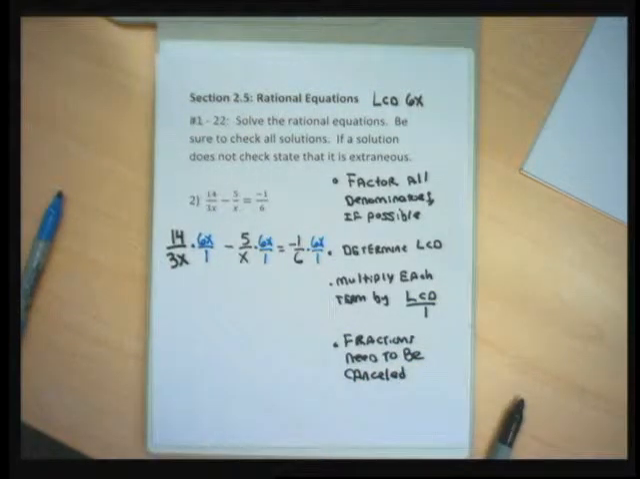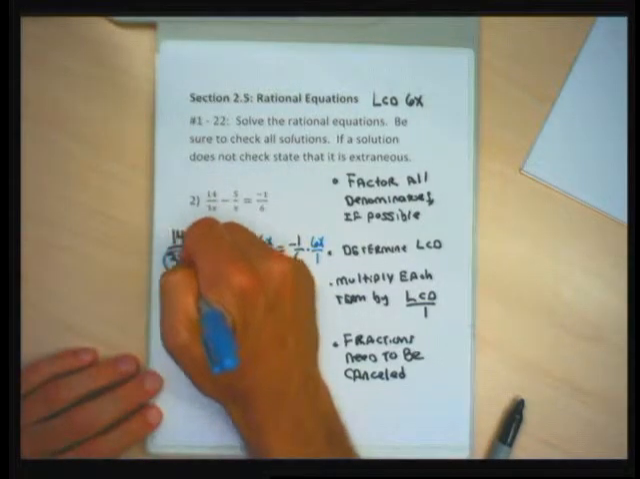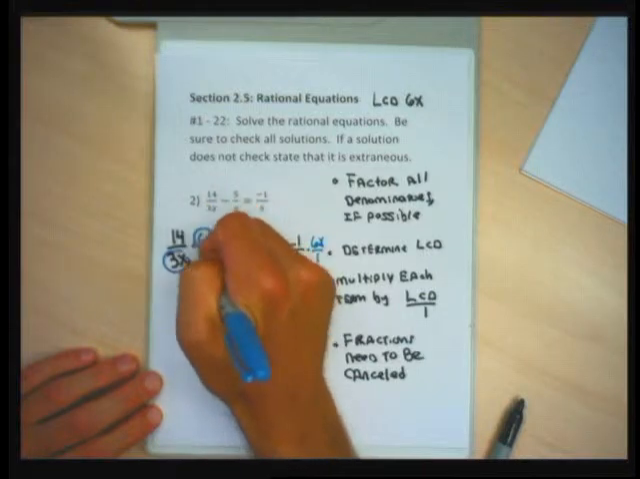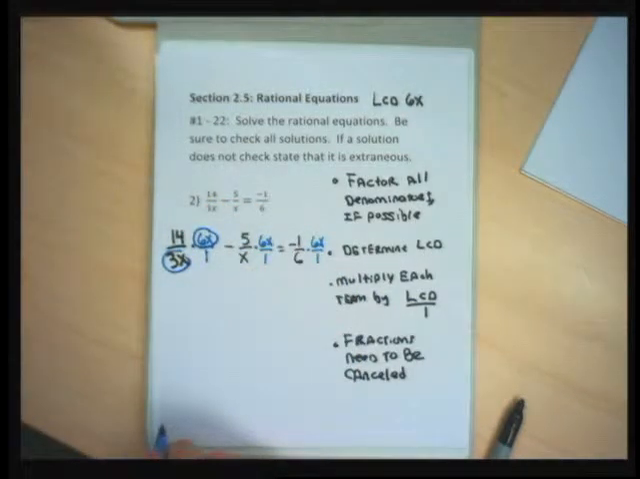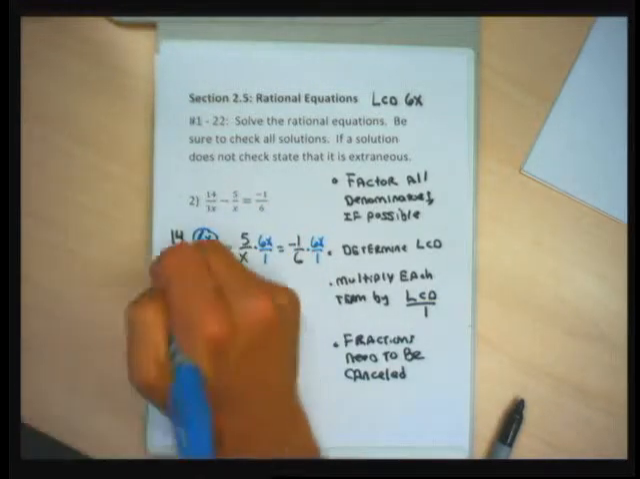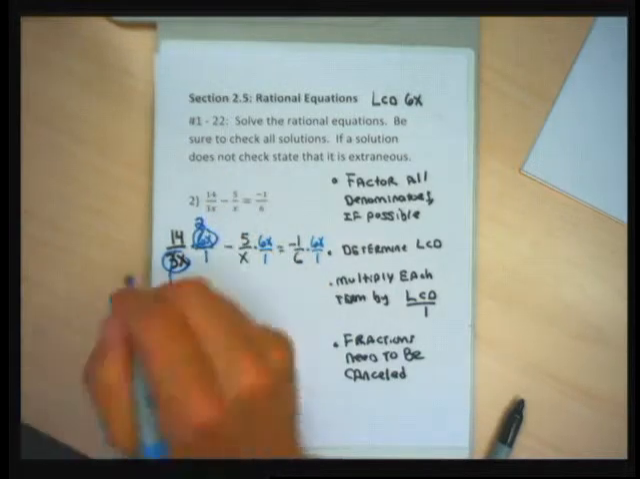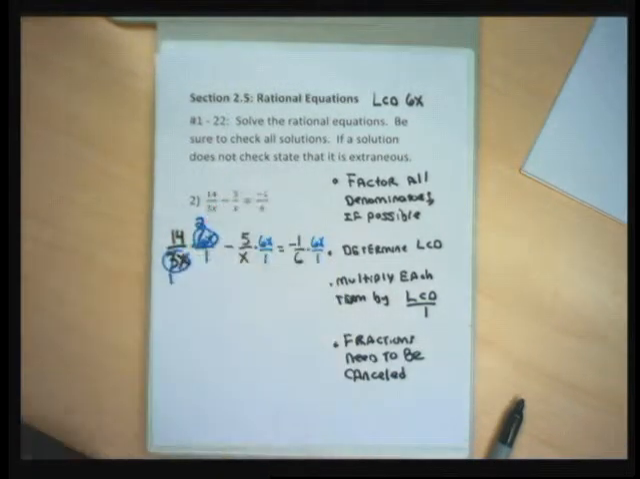So I'm going to cancel the fractions. This one, I'm going to cancel the 3x with the 6x. The 14 and the 1 don't cancel, so that's not so interesting. The 3 and the 6 will cancel. 3 divided by 3 will be a 1. 6 divided by 3 will be a 2. The x and the x will cancel as well.